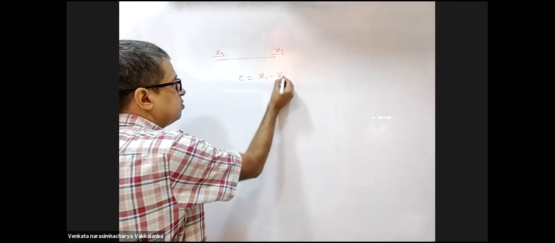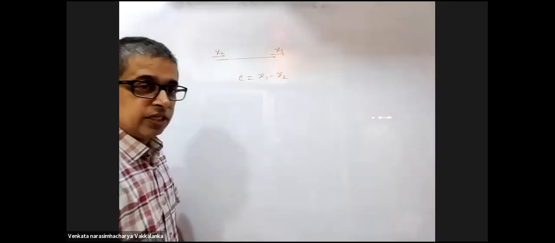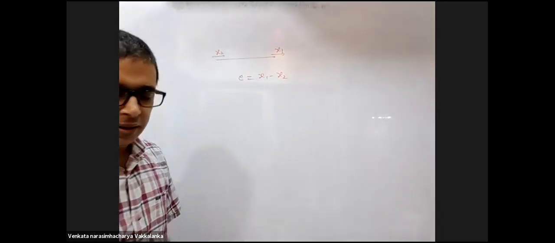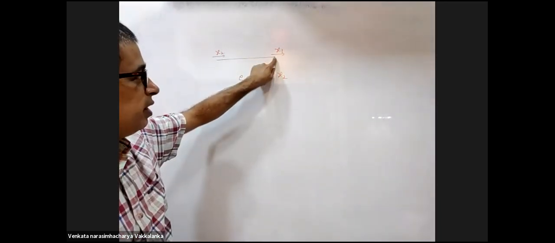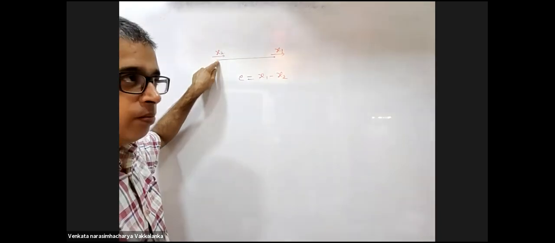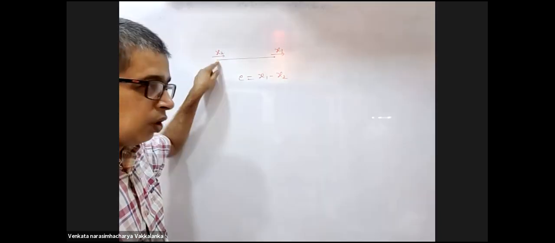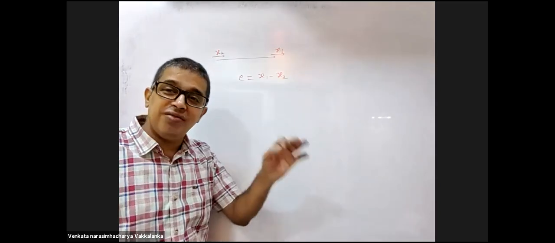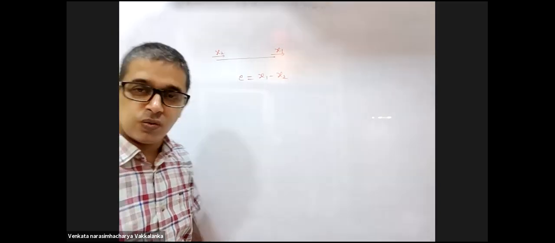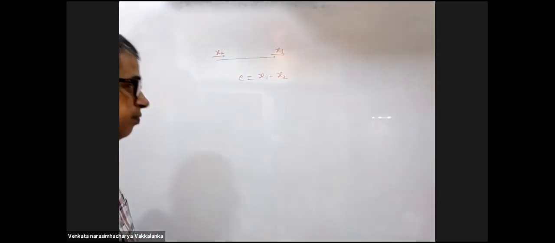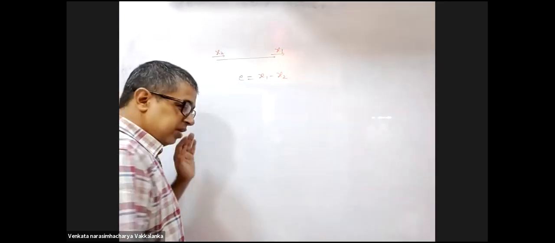x1 minus x2 will be the elongation in the string. If this end moved by a distance of x1, this end moved by a distance of x2, the elongation in the string will be x1 minus x2. Do you agree with this? Yes, sir. All of you convinced?